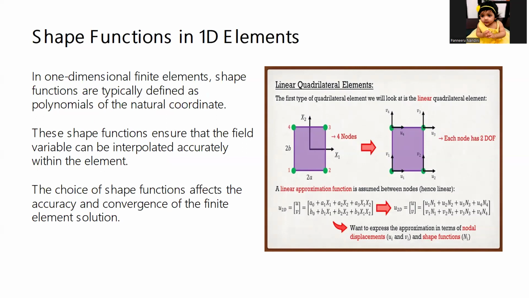Shape functions in 1D elements. In one-dimensional finite elements, shape functions are typically defined as polynomials of the natural coordinate.